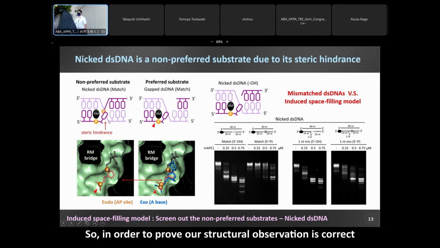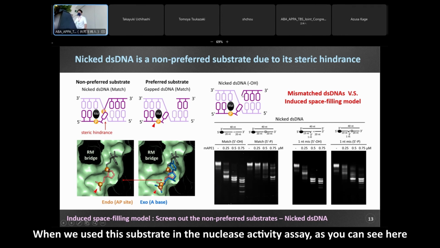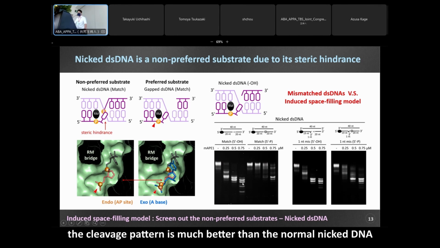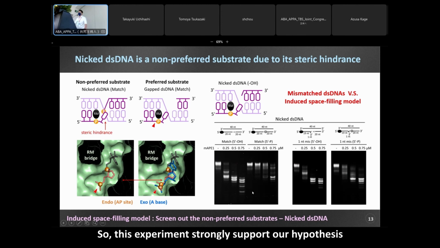So in order to prove our structural observation is correct, we tried to synthesize a nicked DNA without the upstream phosphate. When we use this substrate in the nuclease activity assay, as you can see here, the cleavage pattern is much better than the normal nicked DNA. So this experiment strongly supports our hypothesis.